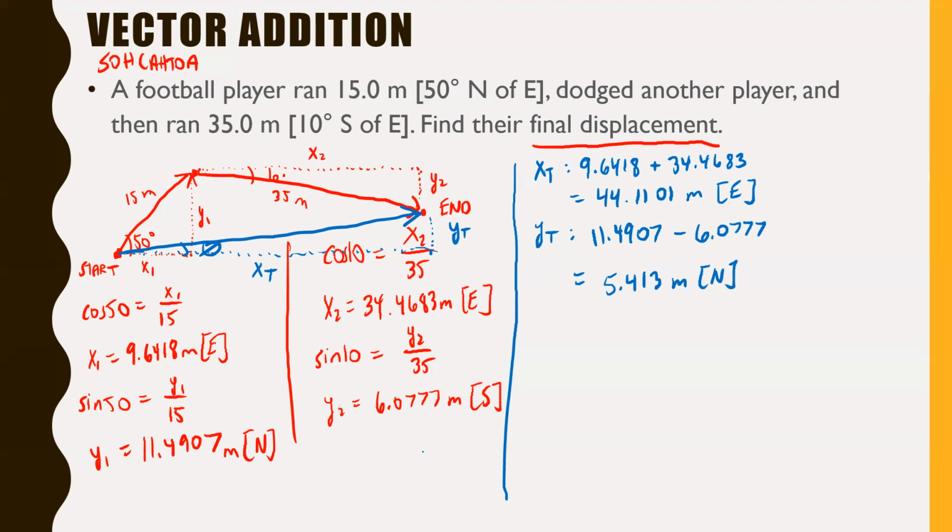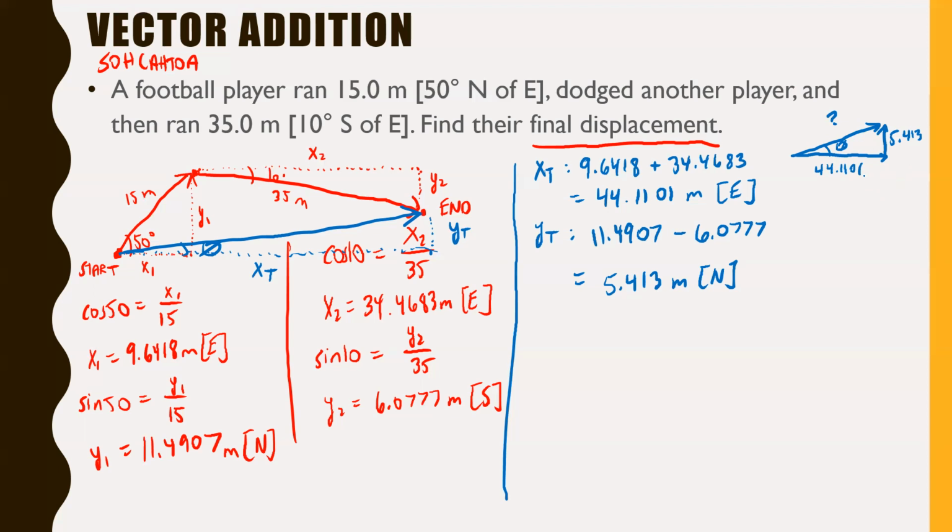Okay, so long story short, we now know what that triangle is. In case you really need me to, I'll draw it again, just kind of smaller over here. So that is 44.1101. That's to the east. And then to the north, we have 5.413. What we're ultimately trying to find is this amount right here. I don't know if I really have a name for it. I'll just call it question mark, but we also need the angle that this is at as well.